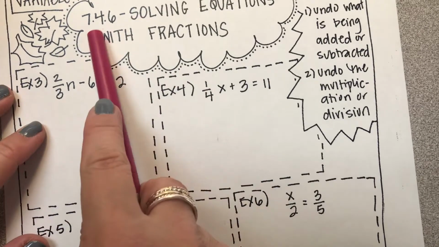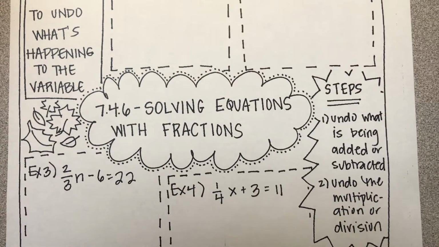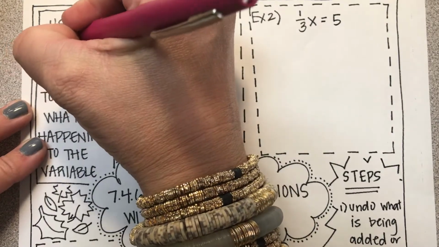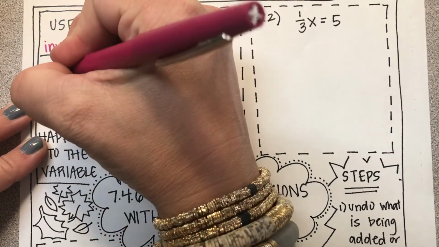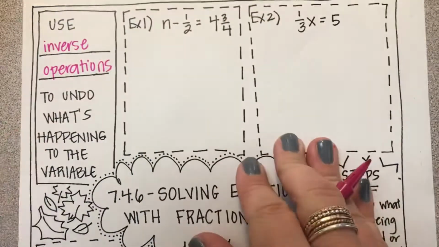Today's lesson is about solving equations that have fractions. So we are going to do what we've done dozens and dozens of times before, and we're going to be using inverse operations to undo what's happening to the variable.